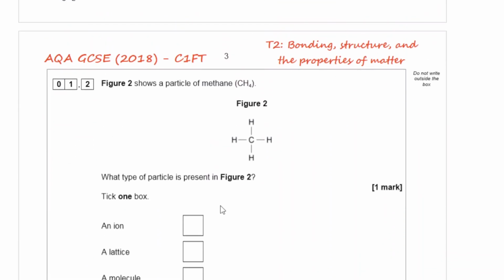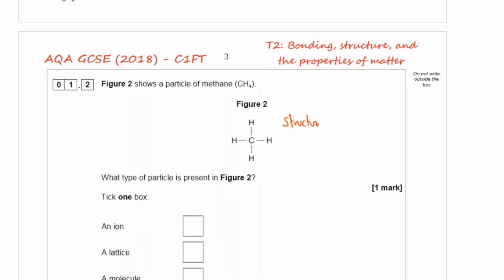Figure 2 shows a particle of methane. Now, methane is an alkane and it has the formula. What we see here is what we call the structural formula, which shows the structure. This CH4 is what we call the chemical formula.